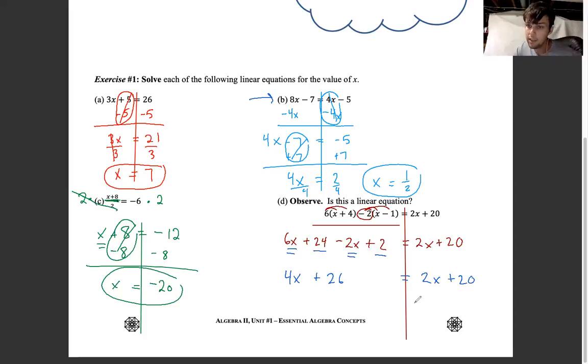Now we want to get our x's on the same side. I'll do that by subtracting this 2x. In general, my strategy is to find the smaller x value and get rid of that one, or a negative one if we have that. But you can go either way here. This makes a 0 pair. That is going to leave us with 2x plus 26 is equal to 20.